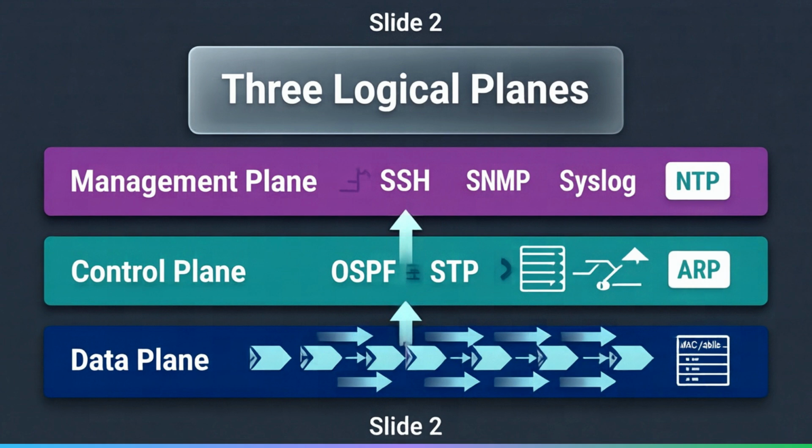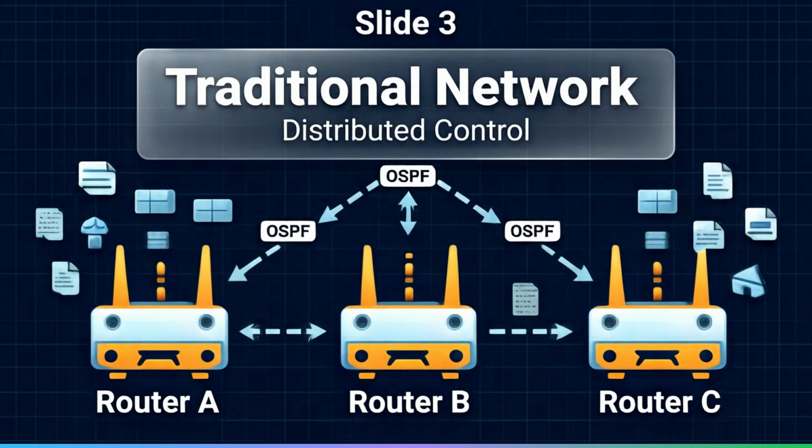The management plane is how we configure, observe, and maintain the device. SSH, syslog, SNMP, and NTP belong here. A management plane change can affect control plane behavior, which then affects forwarding, but the roles stay distinct.